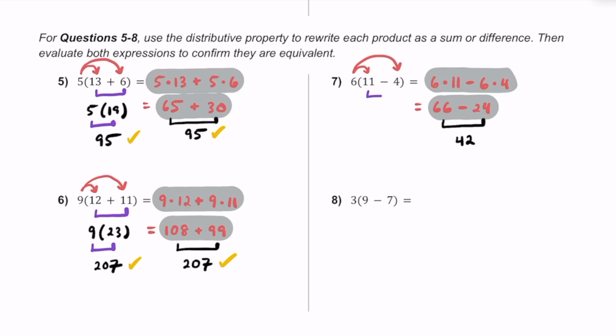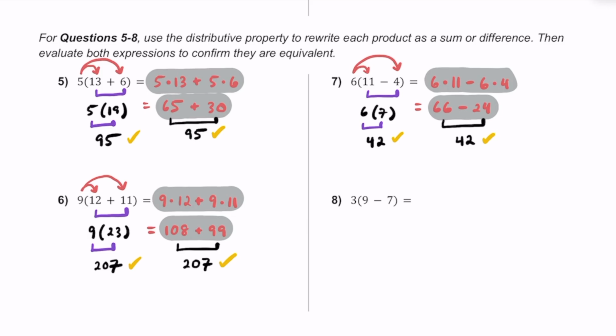Now, evaluating the original expression using the order of operations, 11 minus 4 is going to be 7. So we have 6 multiplied by 7. And then 6 times 7, that is going to be 42. So we have 42 here, and it looks like that matches what we got earlier. So this must be good.